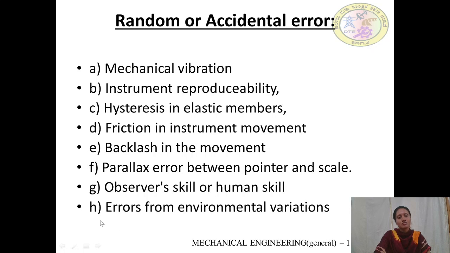Next, errors from environmental variations. We already discussed in detail in systematic errors. Environmental variations means changes in temperature, humidity, pressure, velocity, like air velocity, etc. When the temperature increases or decreases, the metals present in the measuring instruments may change their dimensions. When the dimensions of the elements change, obviously we get wrong results. It won't be accurate. So this is about random or accidental errors.